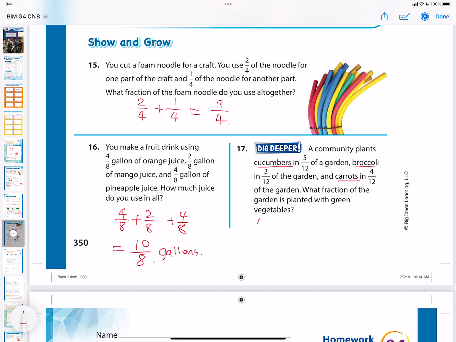So to understand that question, we need to find out the green vegetables only. So cucumber here and broccoli, together 8 over 12 of the garden is taken for green vegetables.